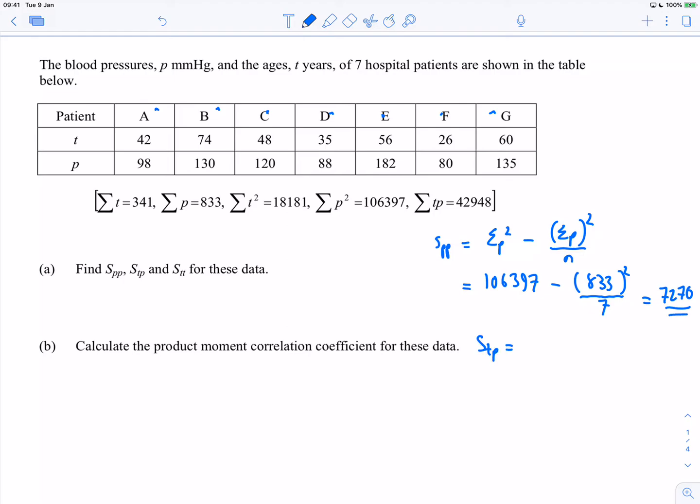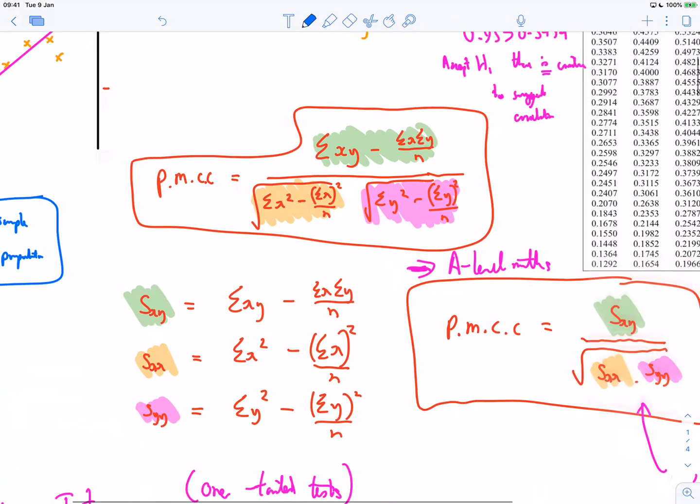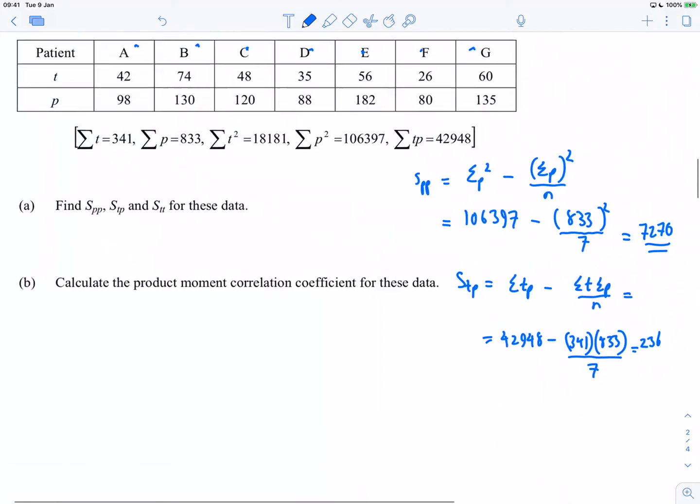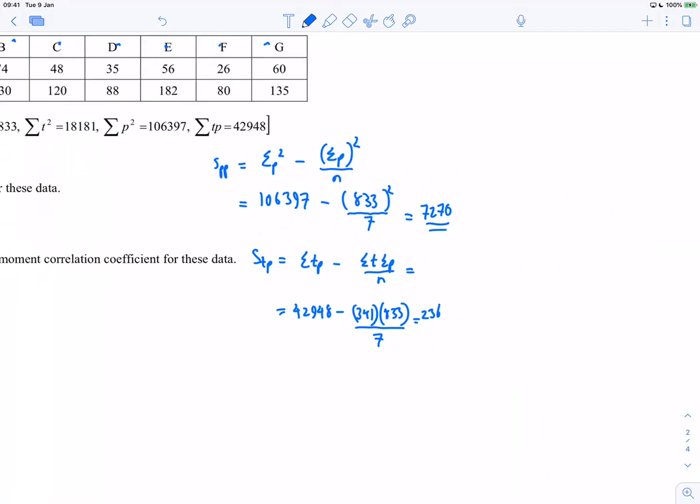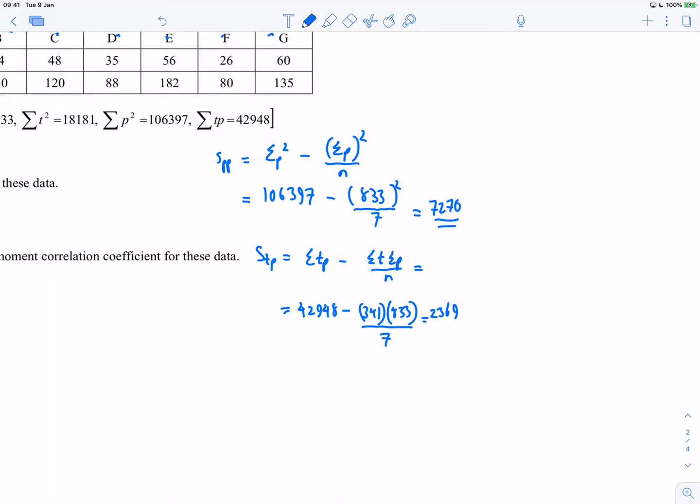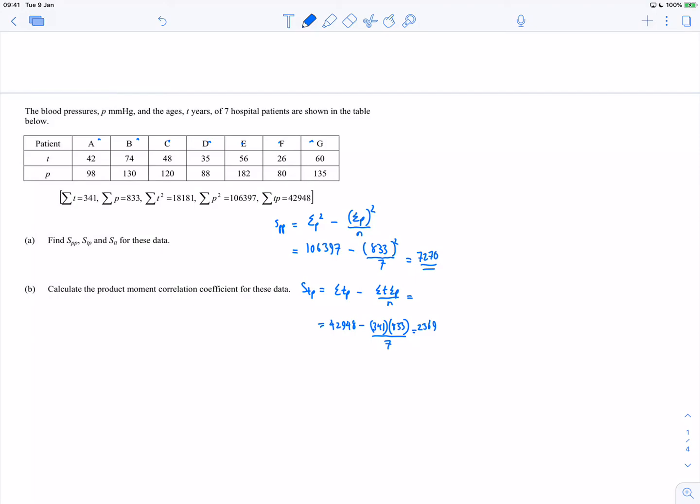STP is going to be the sum of TP minus the sum of T times the sum of P all over N. And that's going to be 42948 minus the sum of T, which is 341, times the sum of P, which is 833, and this is all over 7. 42948, 341, and this apparently is 2369. Oh dear. What's going on here? 2369. And so I've done that one.